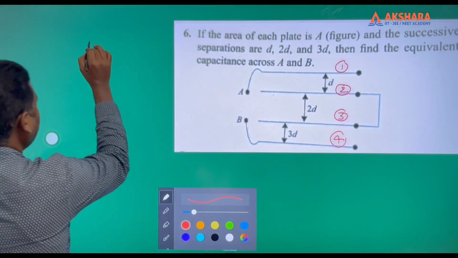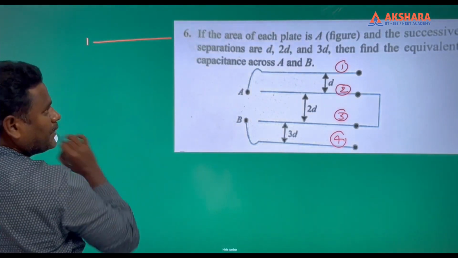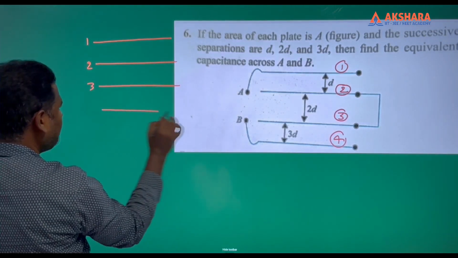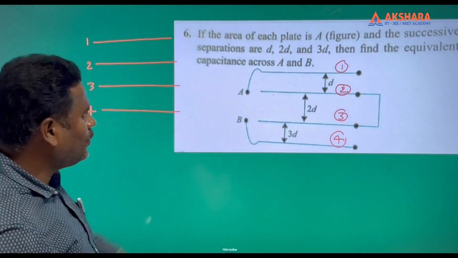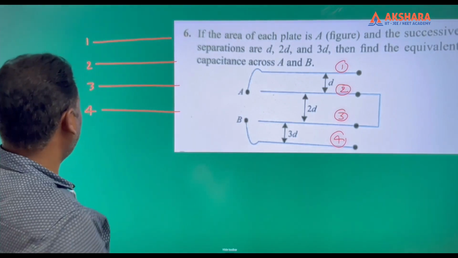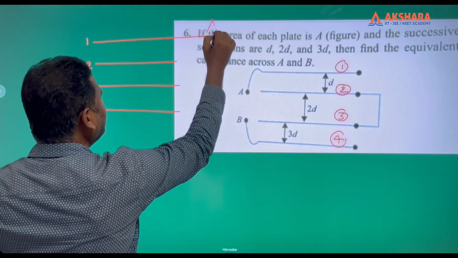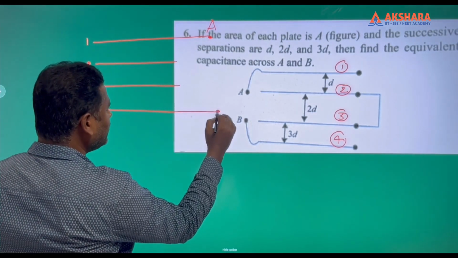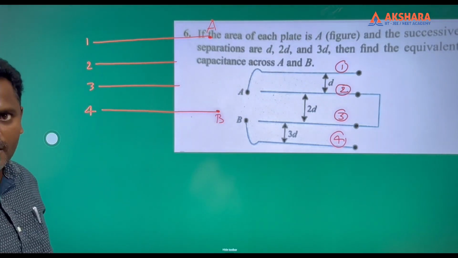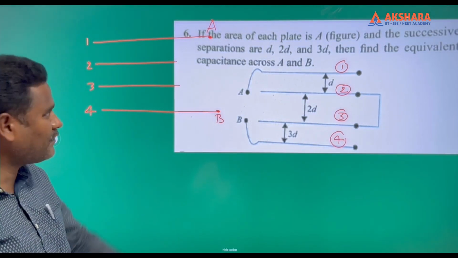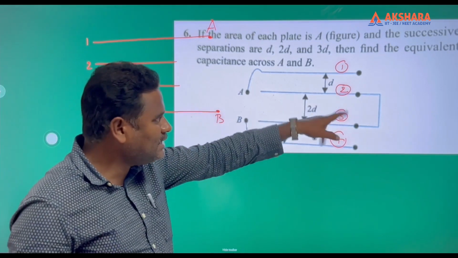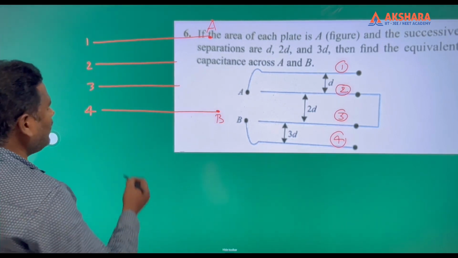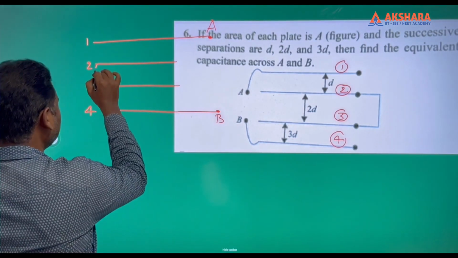Plate number 1, plate number 2, plate number 3, plate number 4. Now, plate 1 is connected to point A. This is our point A. Plate 4 is connected to point B. This is our point B. Between these 2 points, we are supposed to find the equivalent capacitance between A and B. Now, 2 and 3 have a common connection. So, these 2 and 3 are connected by a common wire.